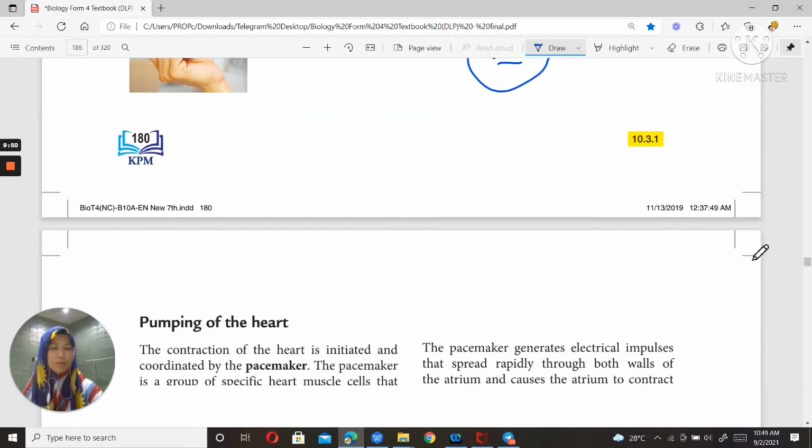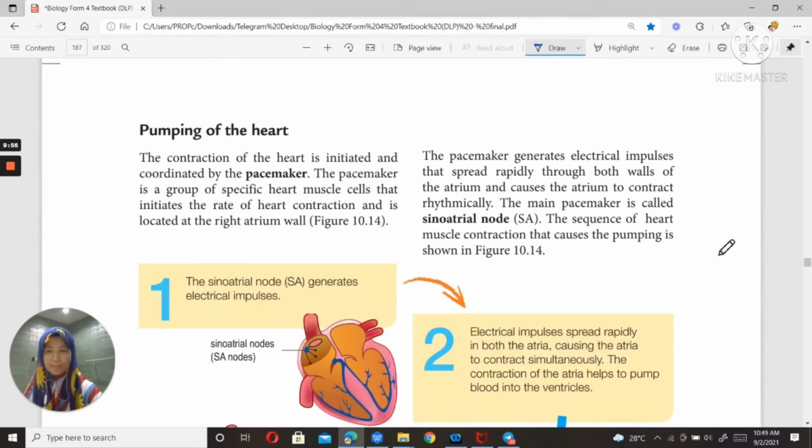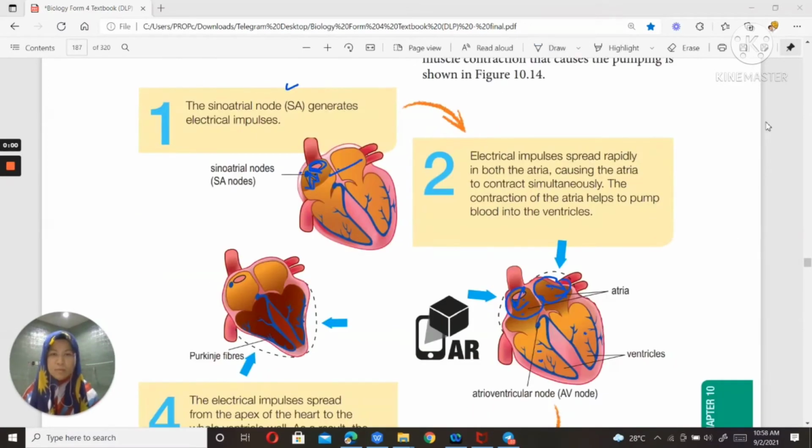Okay. So you have learned about the blood flow in your heart. So now, the pumping of the heart. Now look at the mechanism. This is the location of the sinoatrial node. The sinoatrial node is the pacemaker that will start or generate the electrical impulse.